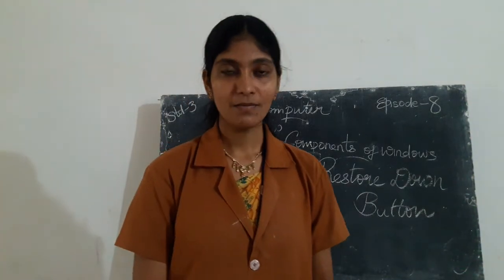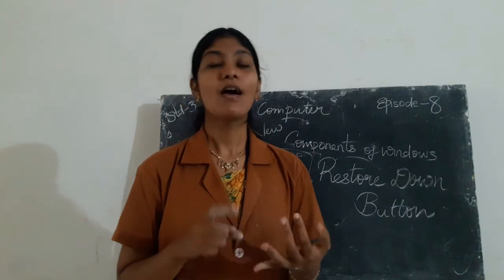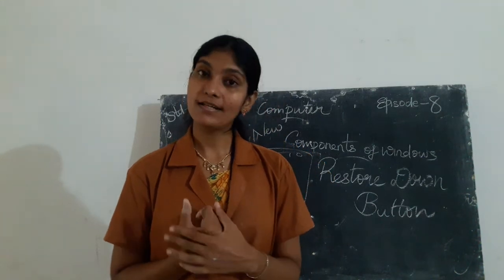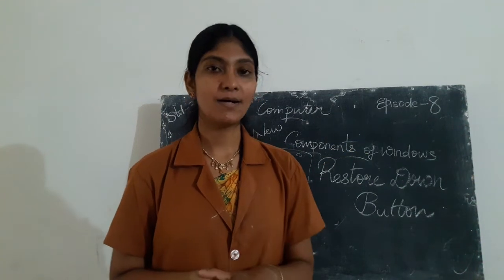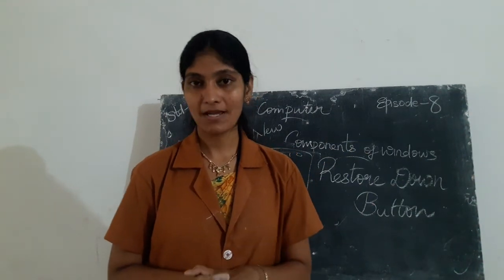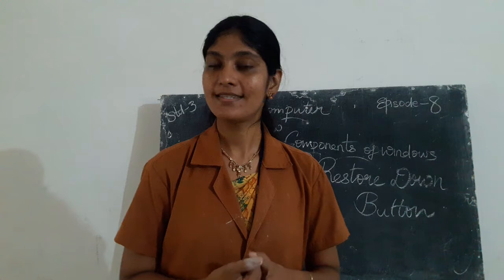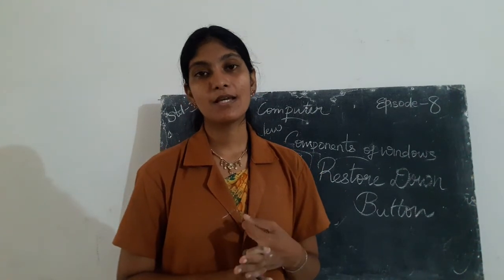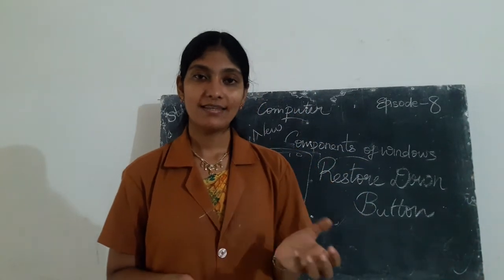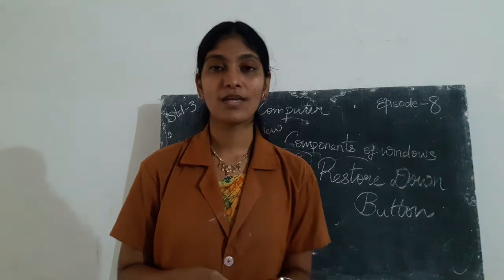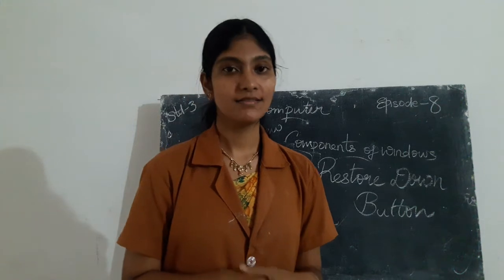So first, the maximize button is used to maximize or enlarge the size of the window, and second is the restore button. Restore button is used to what? It is only displayed when the window is maximized, and it will restore the previous or original state of that window. Then third one, the minimize button. Minimize means it shrinks. The window will shrink and be placed on the taskbar. You can open it by clicking on that icon.